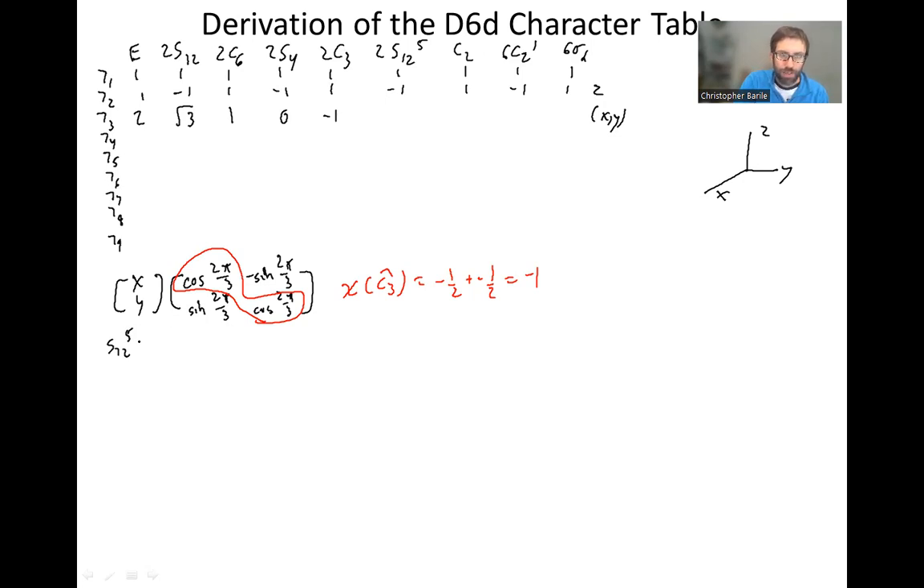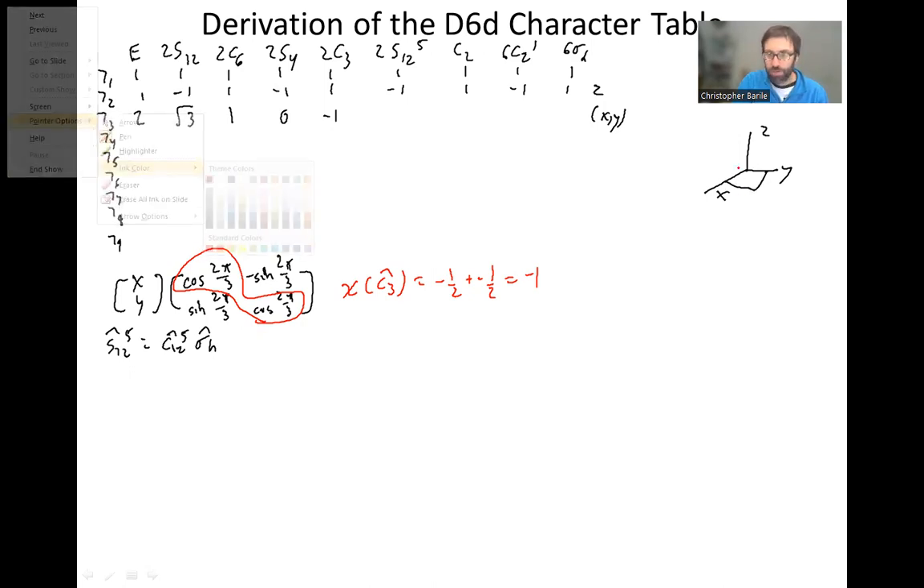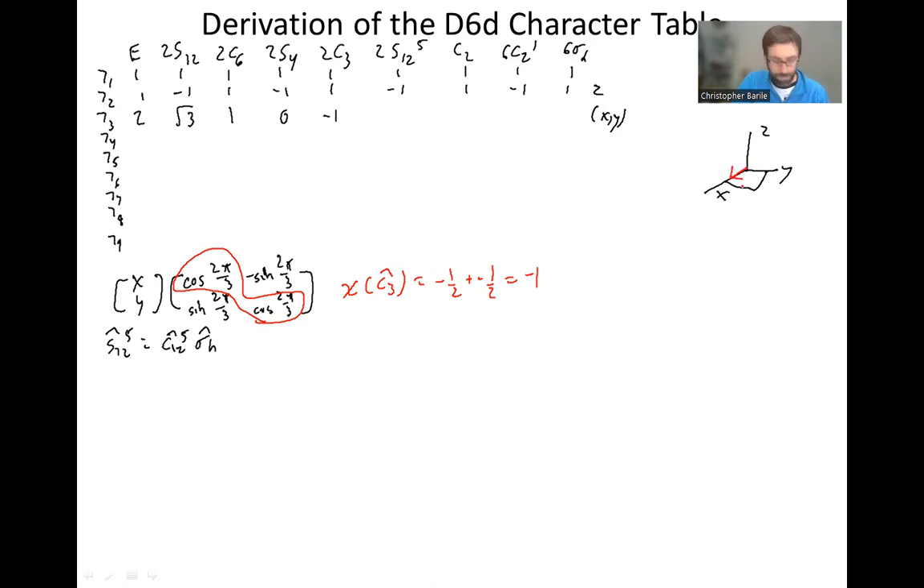S12 to the 5 is equal to C12 to the 5, followed by sigma h 5 times. But it's an odd number of horizontal mirror plane operations, so it's equal to sigma h. But as we talked about many times before, both the x and the y vectors here are in the mirror plane of the sigma h, so the sigma h doesn't do anything.